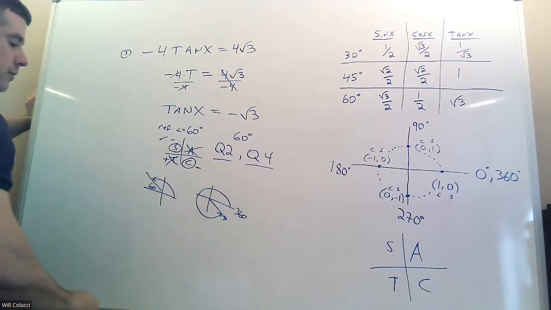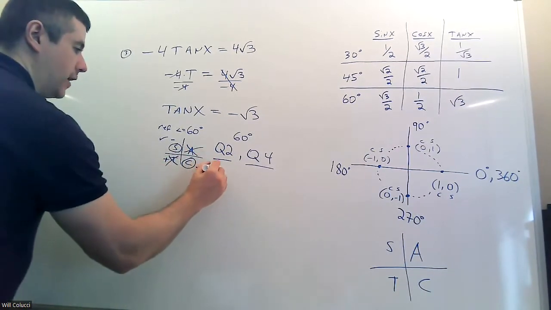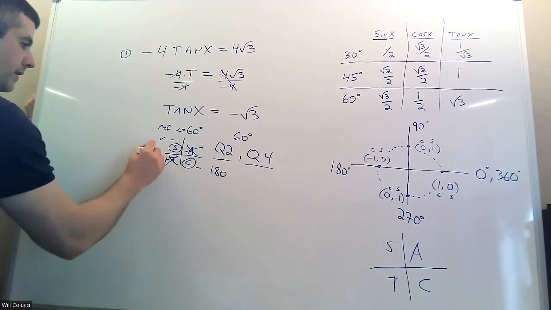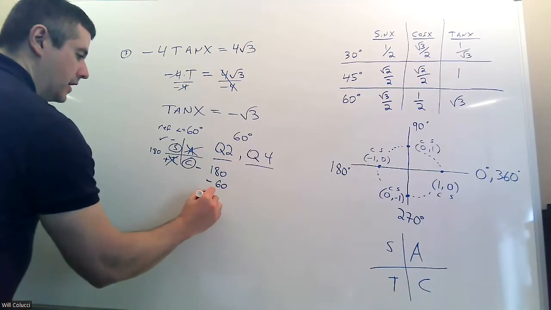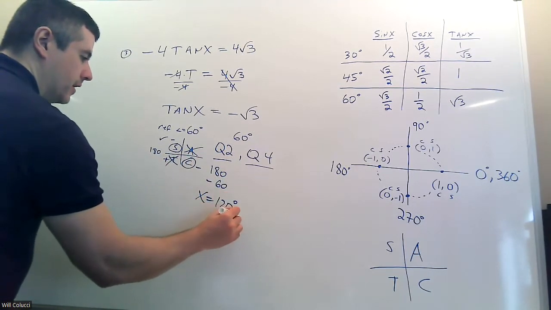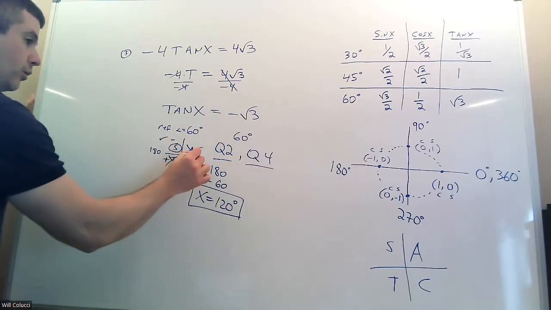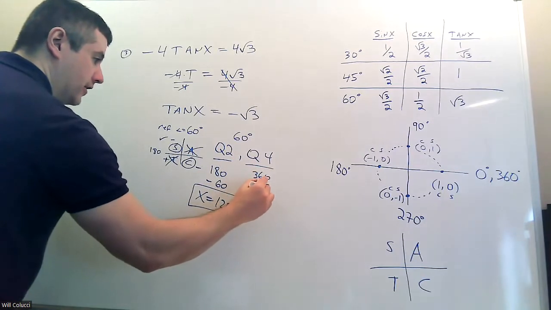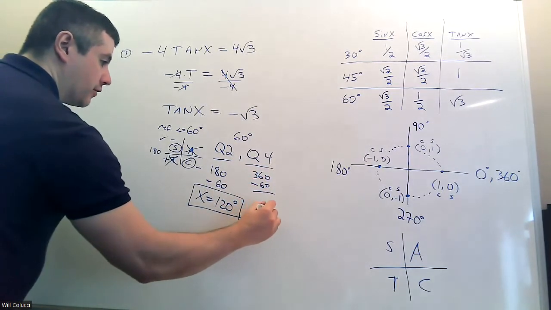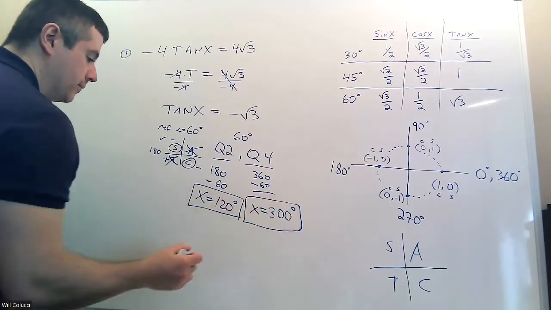So in quad 2, you don't have to do this. I'm just showing you what the angles look like. In quad 2, you're going to take 180 and subtract the 60, and you're going to get 120. In quad 4, if you were to go all the way around, it would be 360. So you take 360 and subtract the 60 and you get 300. So those are the two answers.